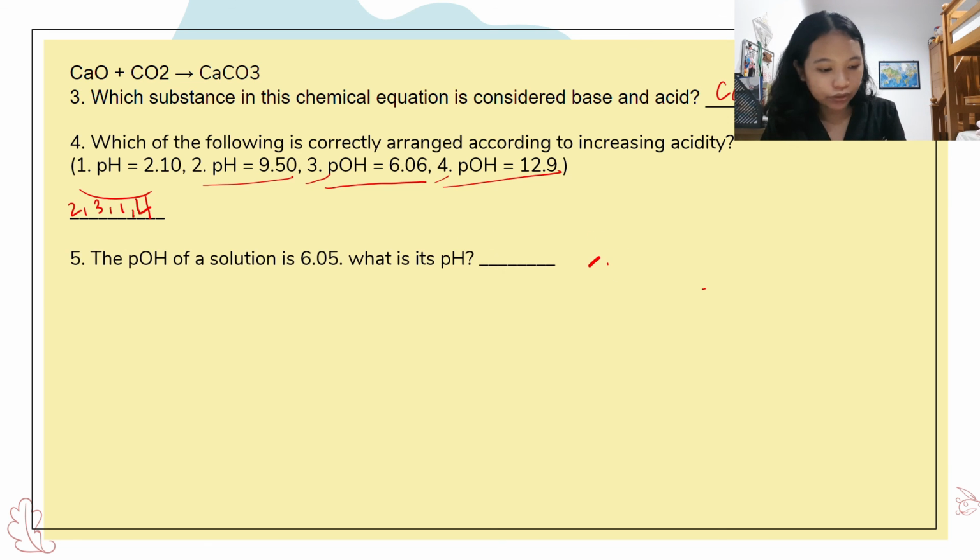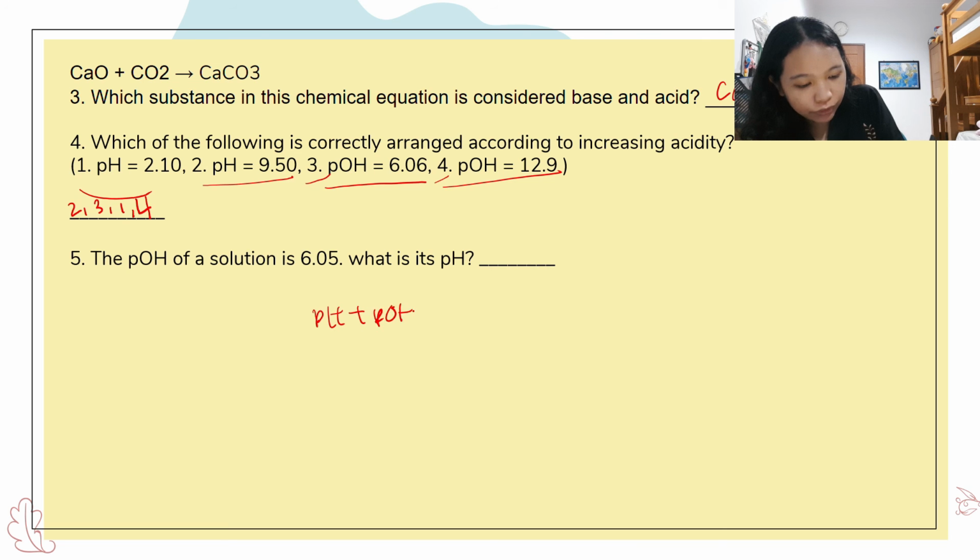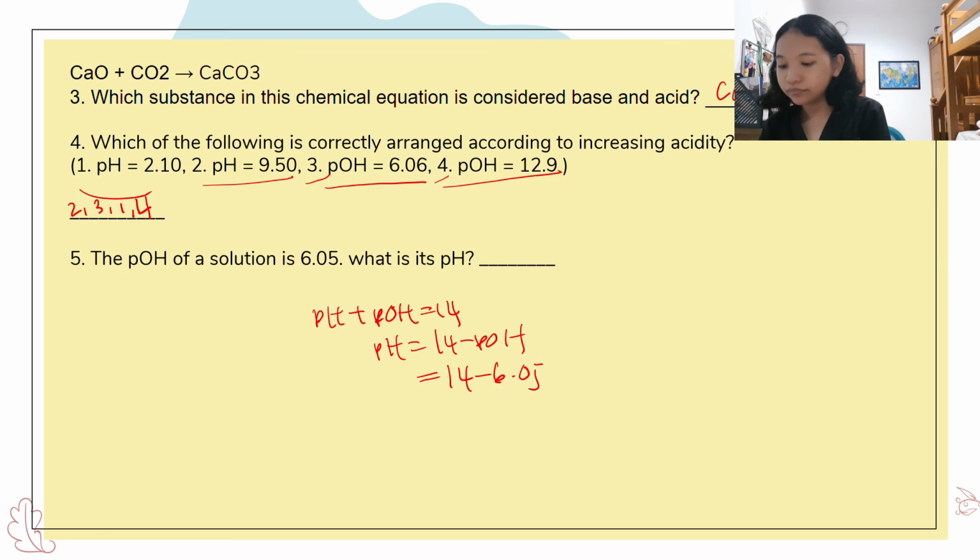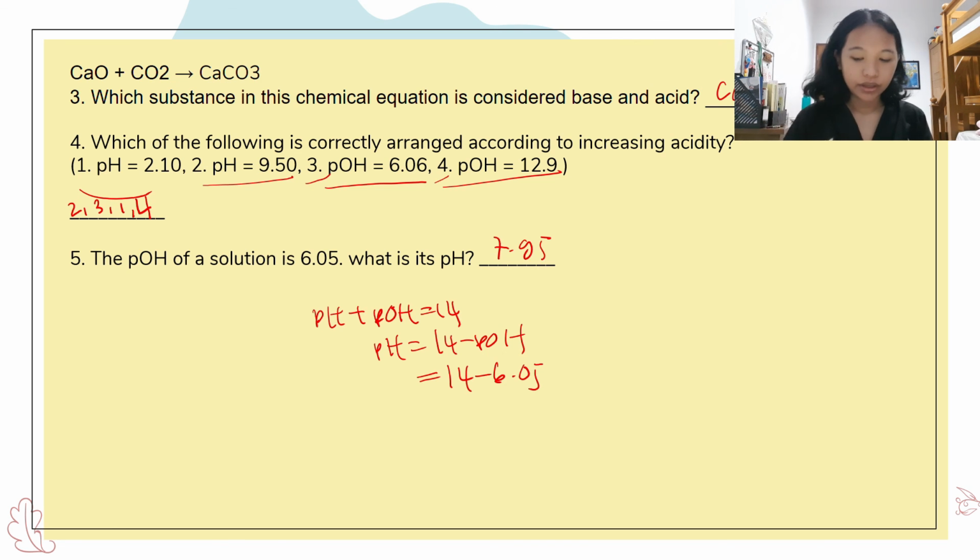Okay, let's head into our next question. The pOH of a solution is 6.5. What is its pH? Okay, so this is using the same formula as number 4. Pause and play, guys. Okay, let's answer together. As we know already, pH plus pOH equals 14. So pH equals 14 minus pOH. So the pH is 14 minus 6.05, which is 7.95. Okay, so this is the answer.